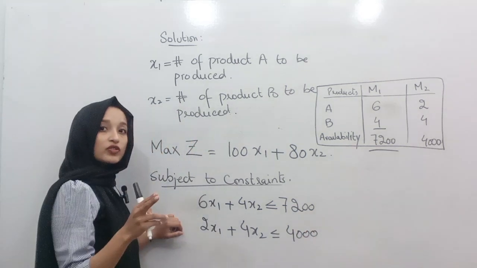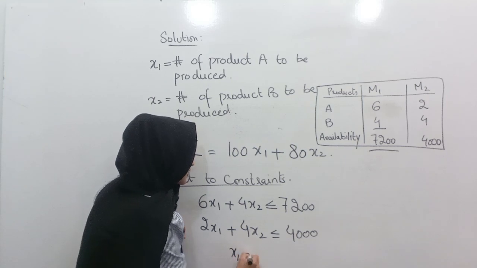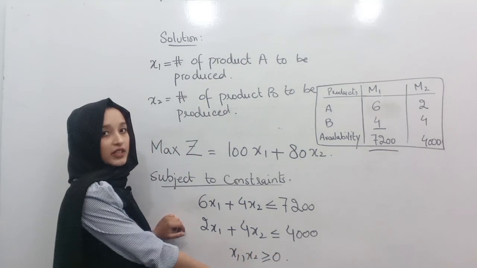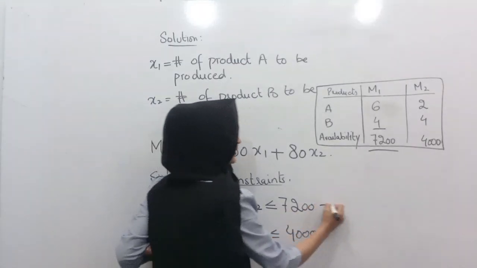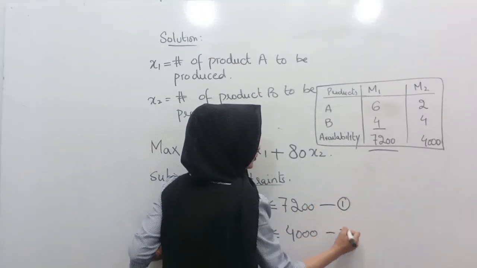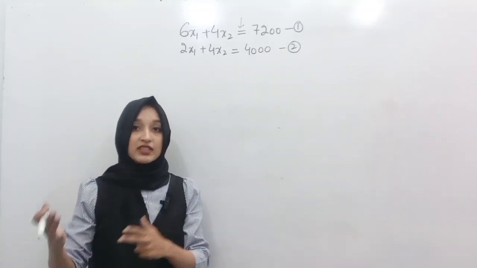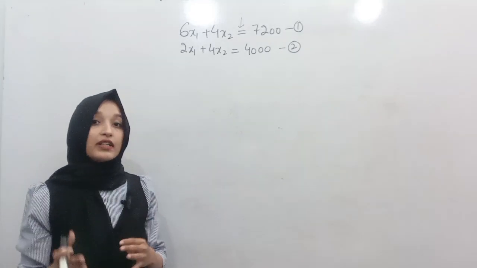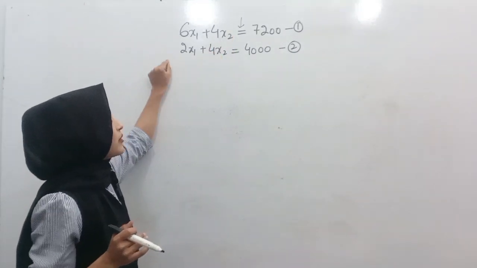And the third constraint that we must write is that x1 and x2 are greater than equals to 0. It is always greater than equals to 0. Let's give numbering to these equations as 1 and 2. As in this method, we have to plot the graph to find the feasible region first and then find the optimal solution, we write the equations of constraints with the sign of equality and then solve them to find the points.